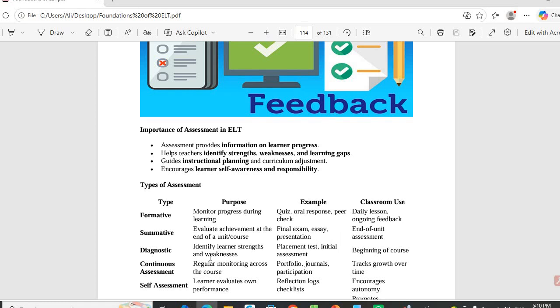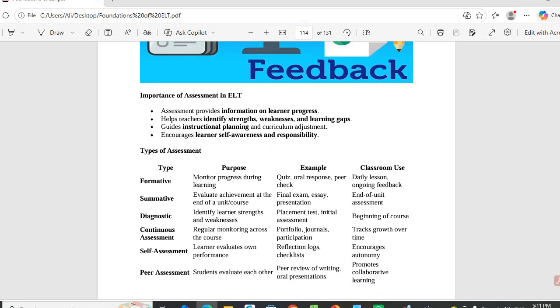Diagnostic, identify learner strengths and weaknesses: placement test, initial assessment at the beginning of the course. Continuous assessment, regular monitoring across the course. Portfolio, journals, participation, tracks growth over time. Self-assessment, learner evaluates own performance: reflection logs, checklist.